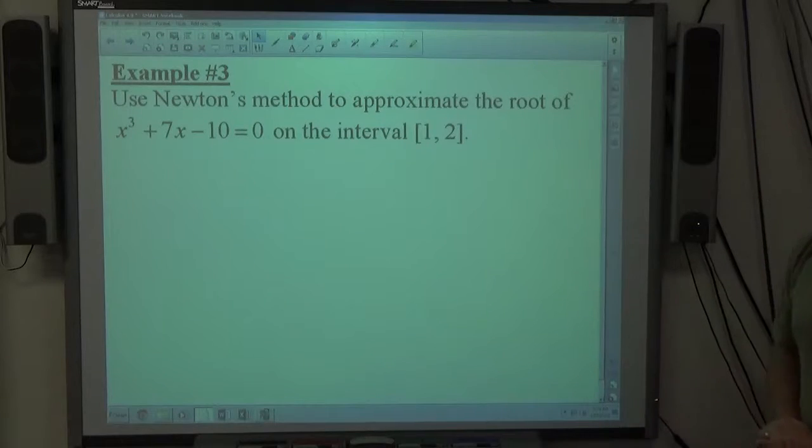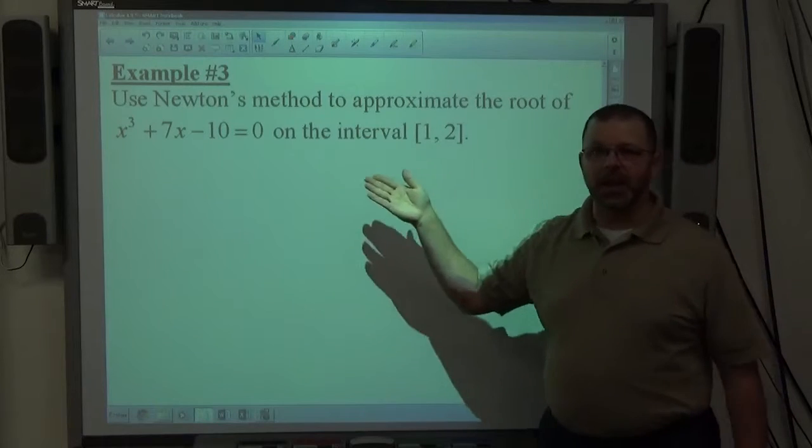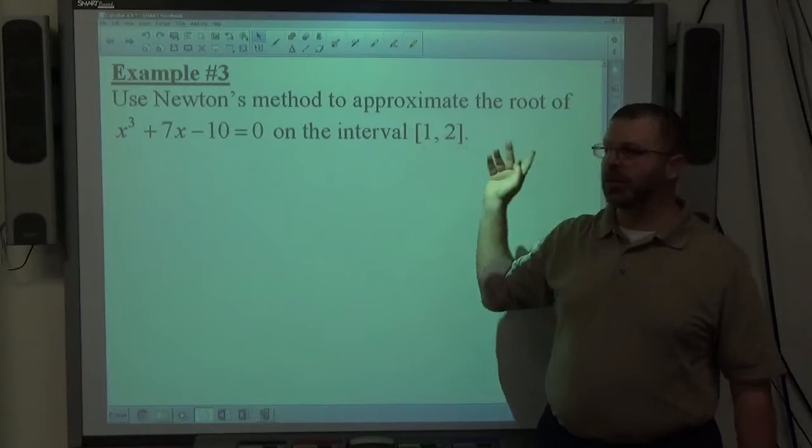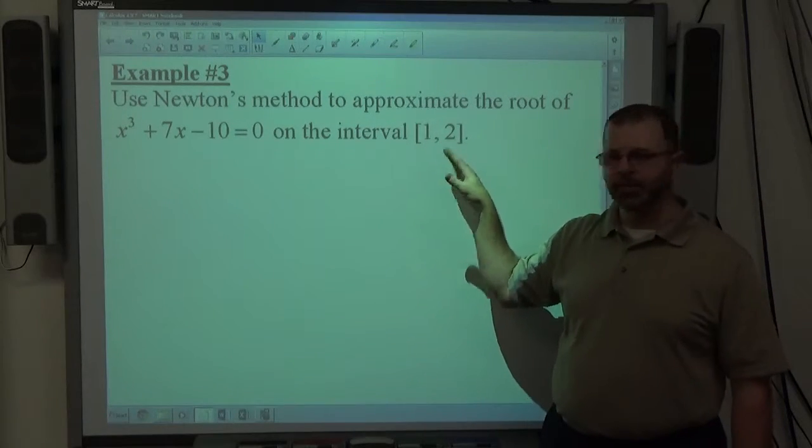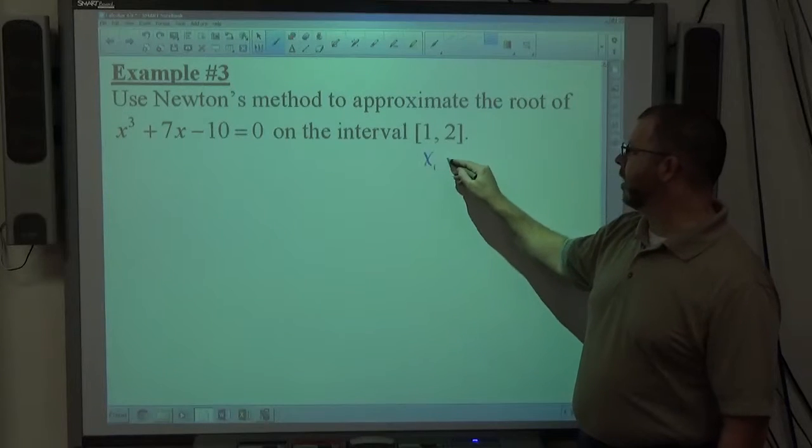Example 3, use Newton's method to approximate the root of that on the interval [1, 2]. Sometimes you have a function that has multiple answers. If they give you an interval, they only want the answer on that interval. That just helps me guess. x sub 1 equals 1.5.